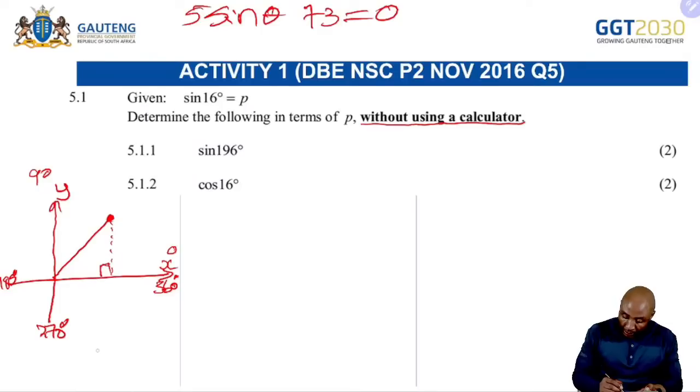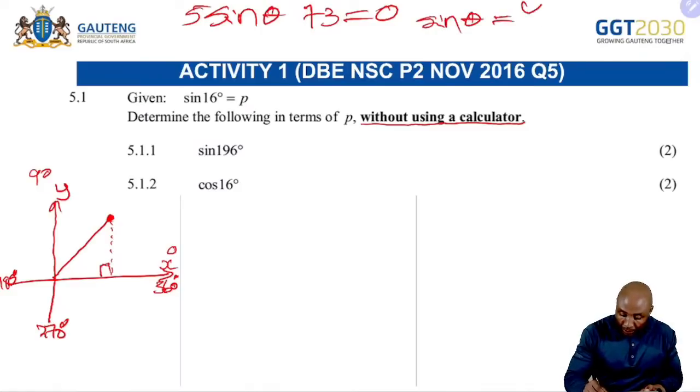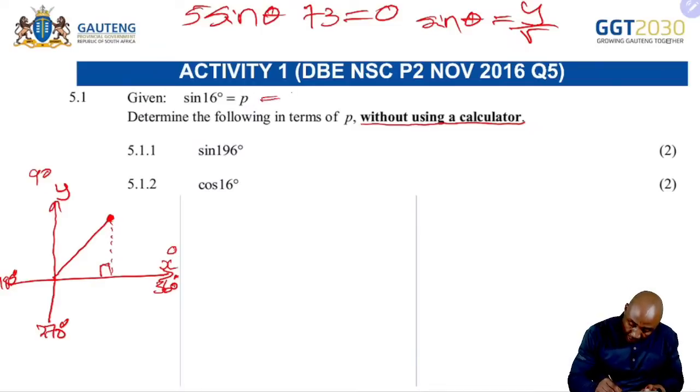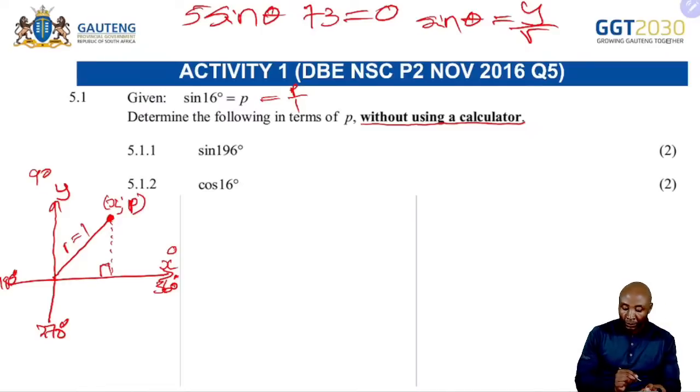So sine, we are able to see from our identities, sine theta is given by y over r. So it means if we look at sine 16 degrees, I can write it as a fraction, it's p over 1. So meaning our r is equal to 1. And then we do not have an x value, but our y value is equal to p.